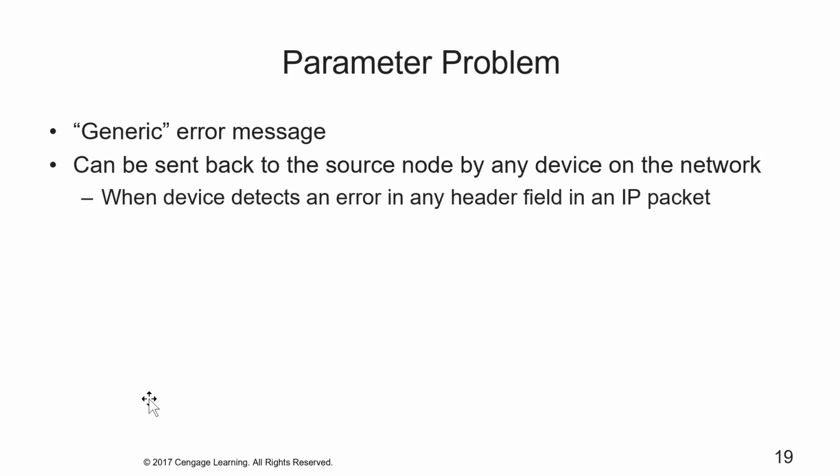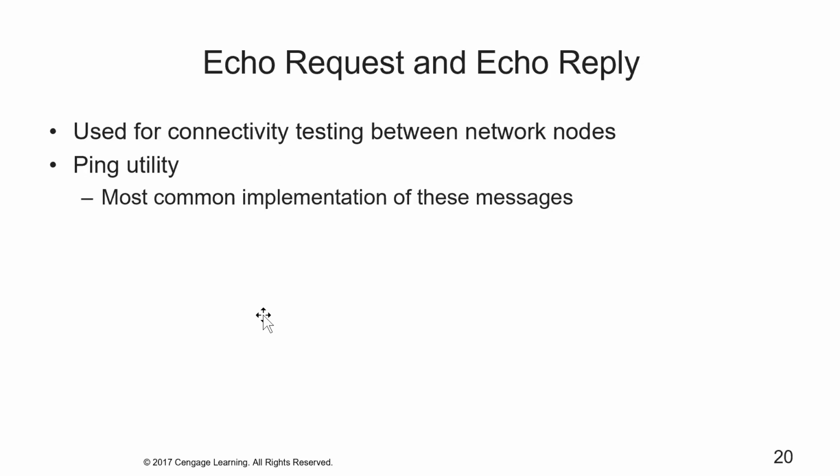So echo request and echo reply, this is the one you're probably all familiar with already. It's used for connectivity testing between nodes. This is used by ping, and it's the most common implementation of ICMP.